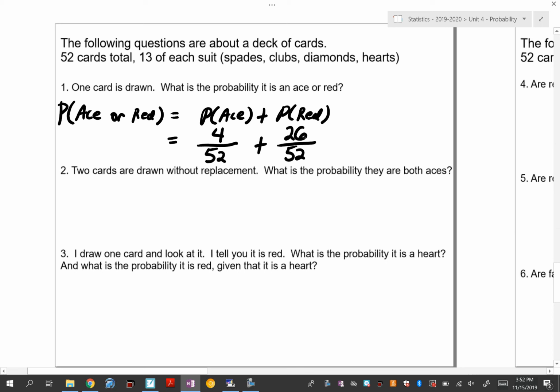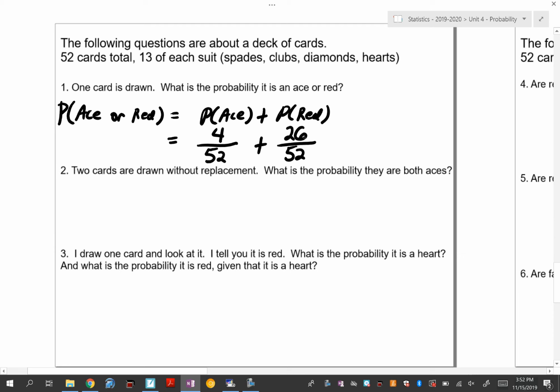13 and 13. They're in the 13. You're good. So 13 red hearts, 13 red diamonds. That's how I got 26. Hold on. Aces are in there. Aces are in there. Promise.